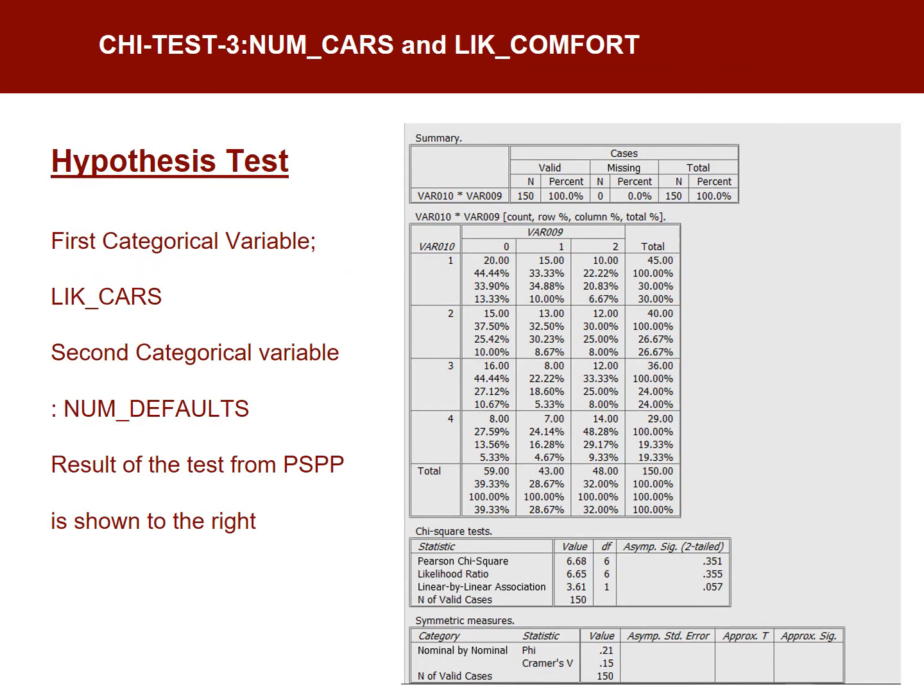In our final chi-test, we'll be looking over the number of cards versus the comfort. You can see the hypothesis and test with the analytical data. The first category of variables is the cards. The second category of variables is the comfort. This will result in our PSPP output, which is shown on the right.